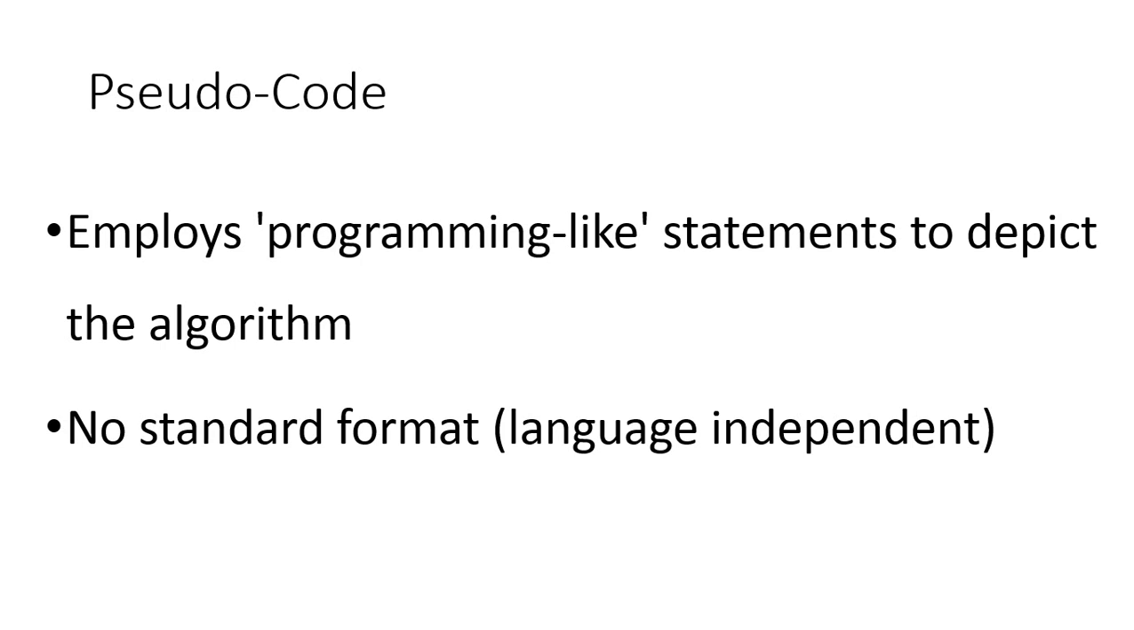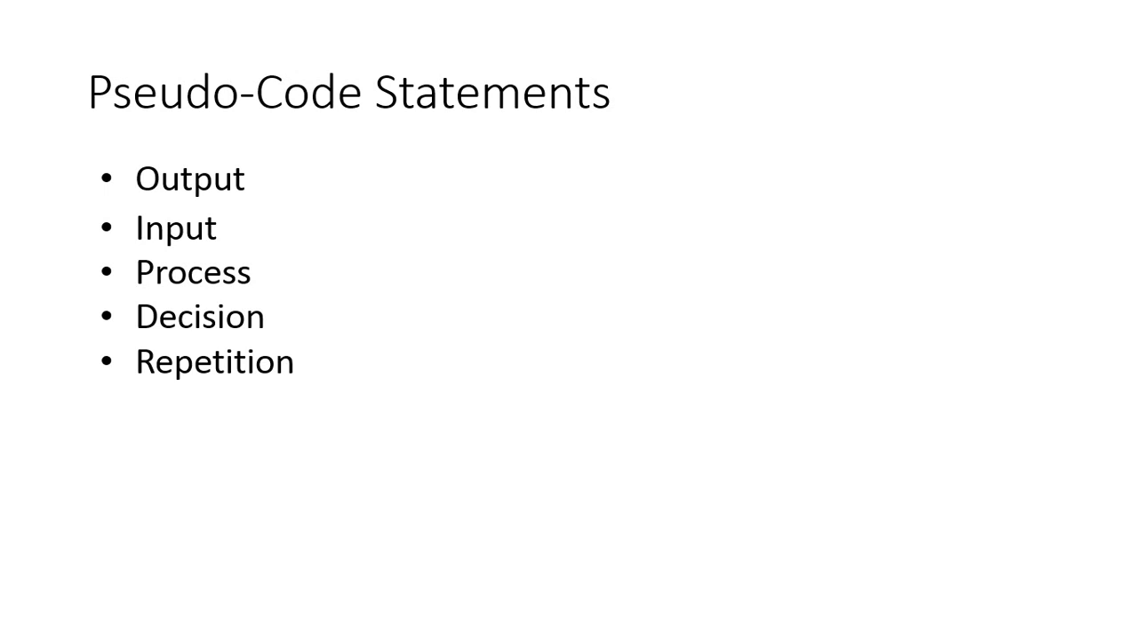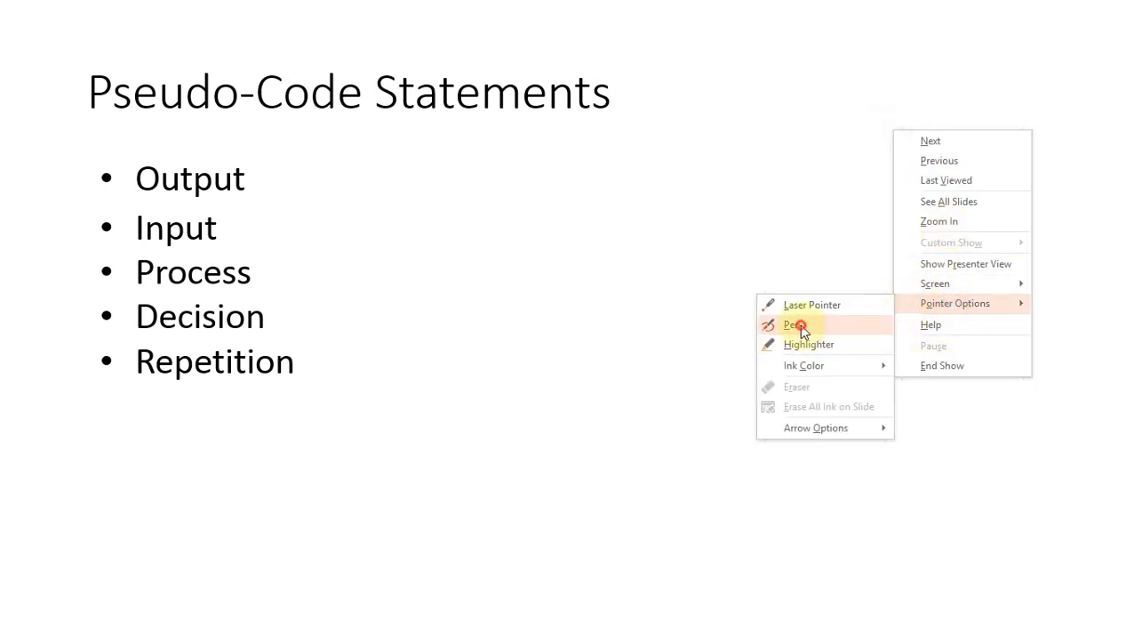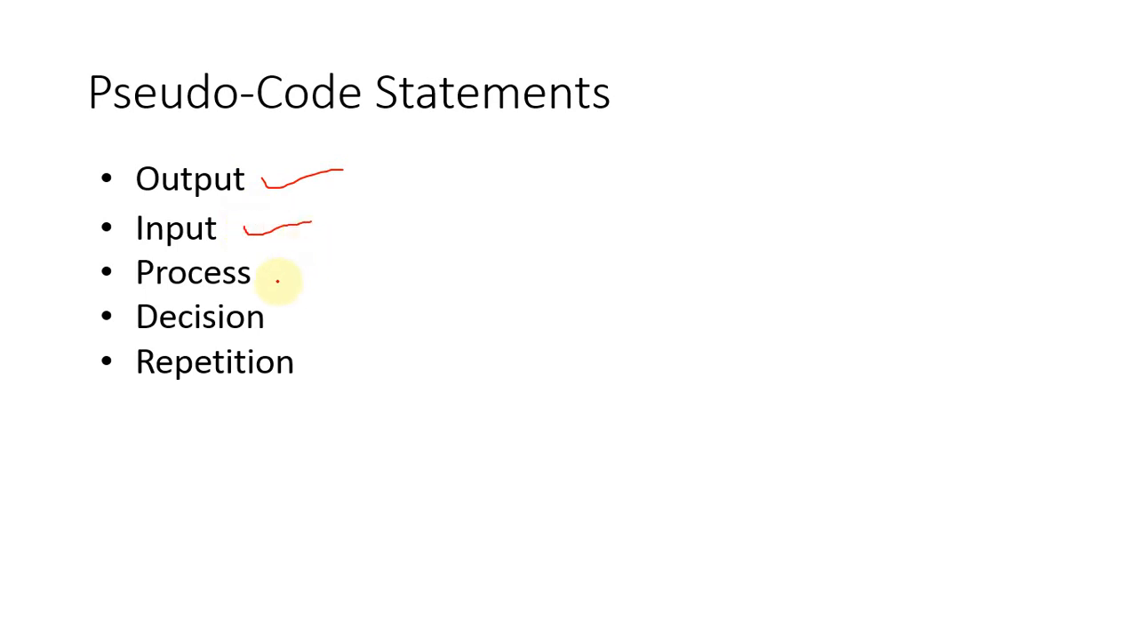In pseudo code, we have output statements, input statements, process statements, decision statements, and repetitions. These are the very important parts: input, output, process, decision, and repetition. Output is when we want to display obtained or calculated values. Input is when, for most problem solutions, we need to feed some data to the problem. Process is the calculation or manipulation.